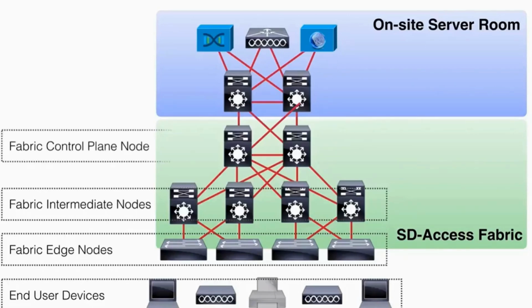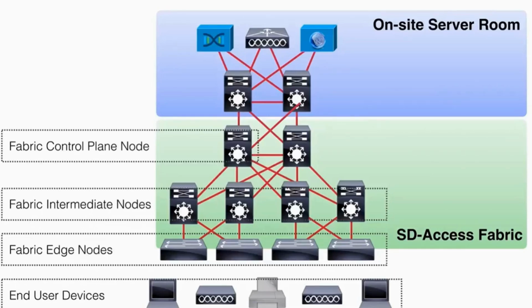Then we have what's called the fabric control plane node. Remember from our previous video that the control plane uses Lisp encapsulation for node mapping. Lisp contains two namespaces for each node, an endpoint identifier or EID and a routing locator or RLOC. This particular node would essentially be a Lisp server, and it would contain a database that would be used to resolve these EIDs to RLOCs in order to map the nodes within the network.